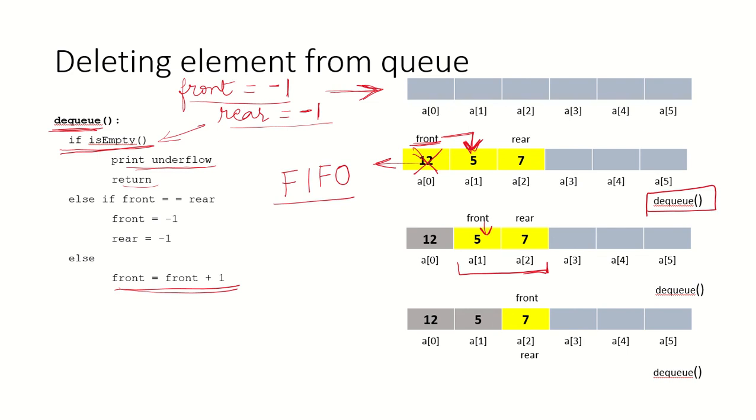There is one more case that can happen. Suppose we perform another dequeue operation now. Again front would be incremented to point to the next index, and 5 would also no longer be part of this queue. So now we are just left with this one element in the queue. Suppose we want to perform another dequeue operation. If we perform another dequeue operation, that means there was only one element.